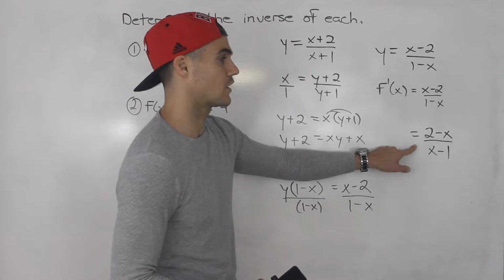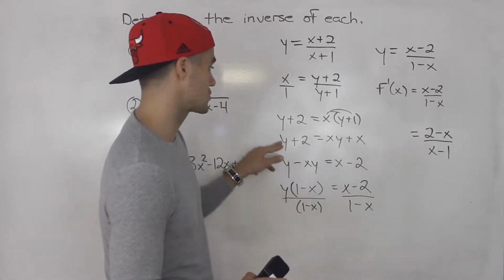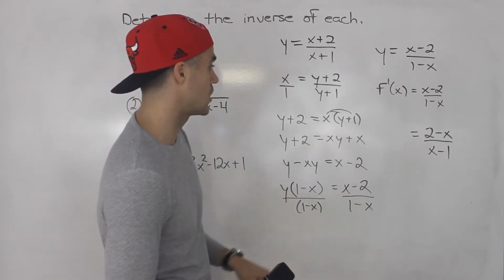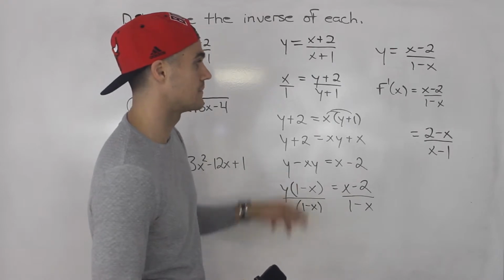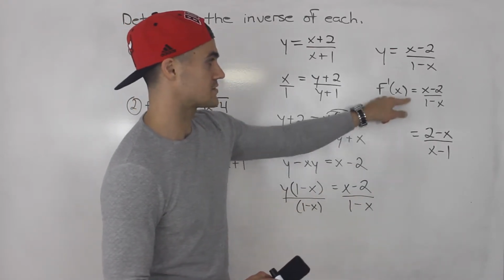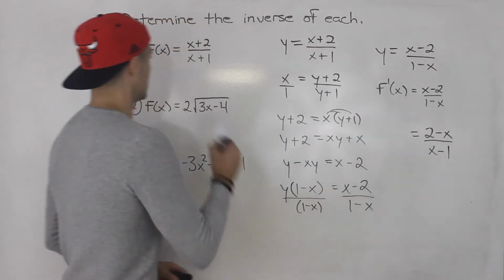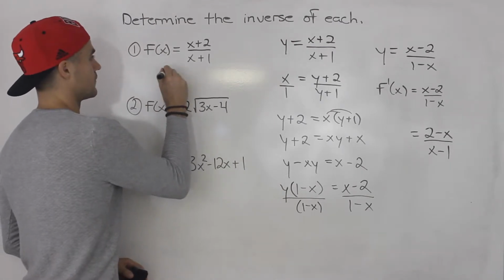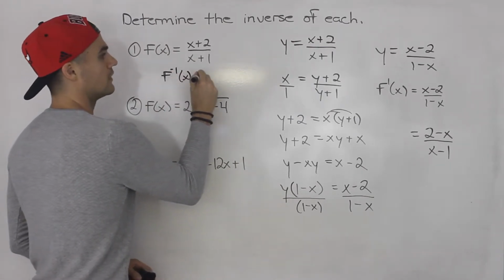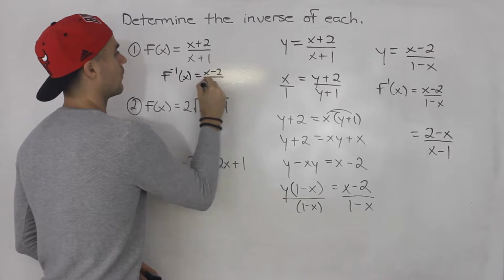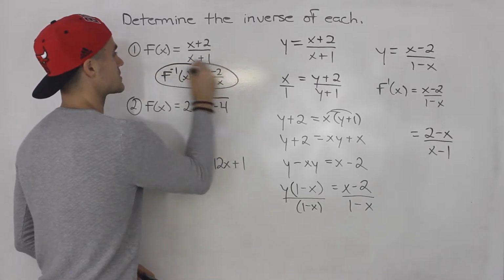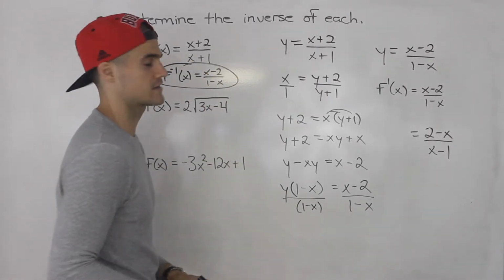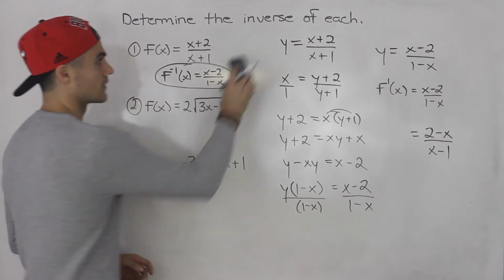So you may have gotten this as well if you chose to bring the y's over to the right side instead of the left side, right? But again, both of these are the same thing. So inverse for number 1 is (x minus 2) over (1 minus x). That is the answer. Or (2 minus x) over (x minus 1). Both of them are the same thing.